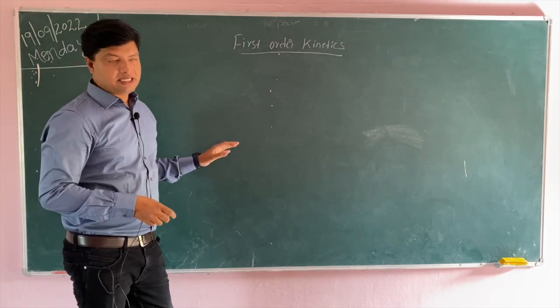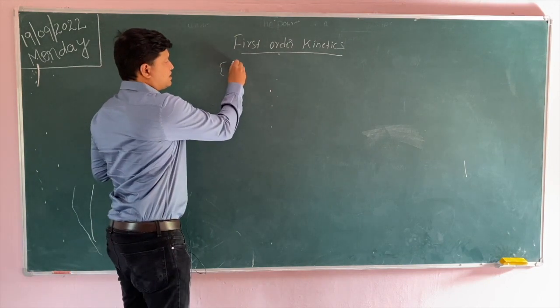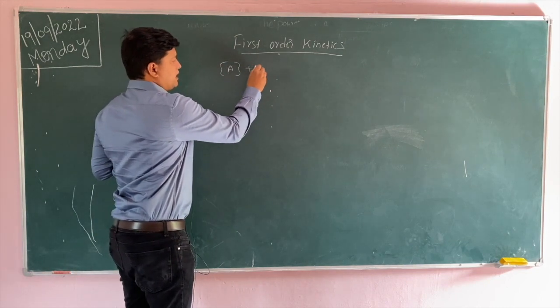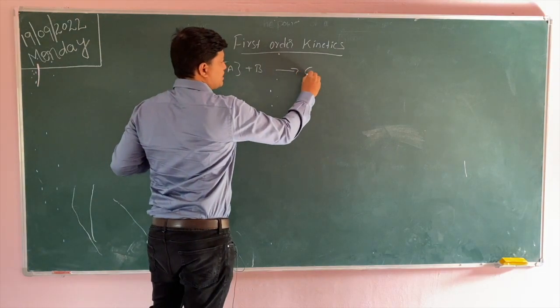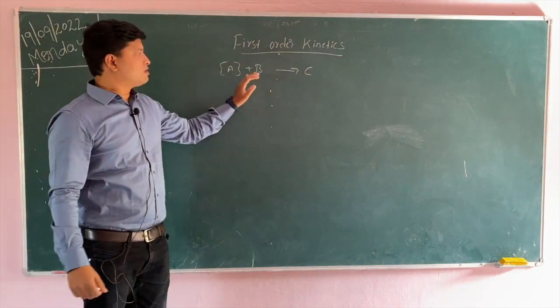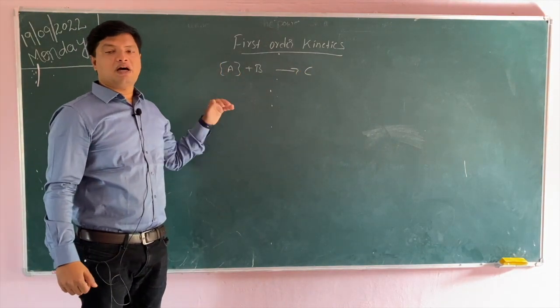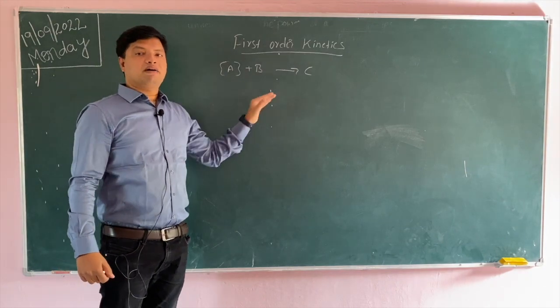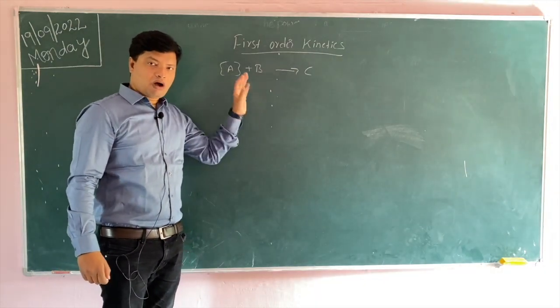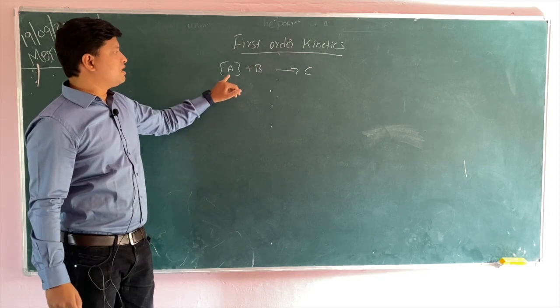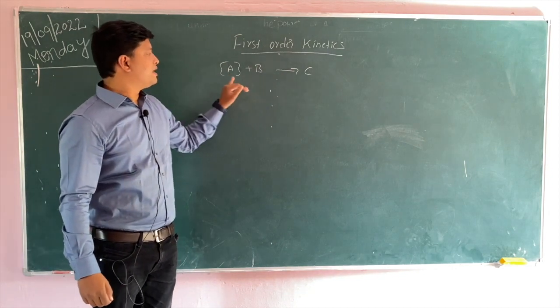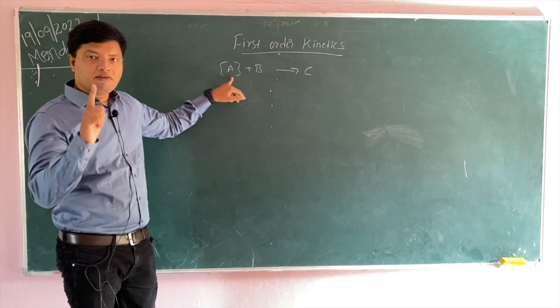Order of kinetics is the number of concentration terms. Let's say A plus B is reacting to give C product. The number of concentration terms of reactants on which the rate of reaction is dependent, we call it the order of reaction.